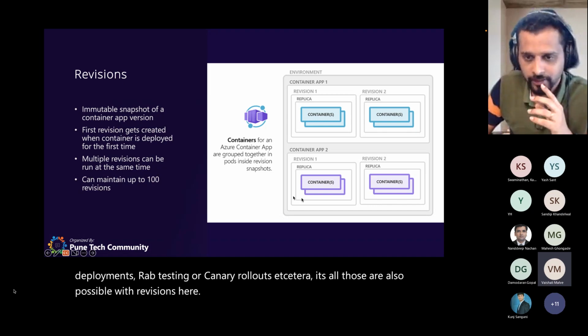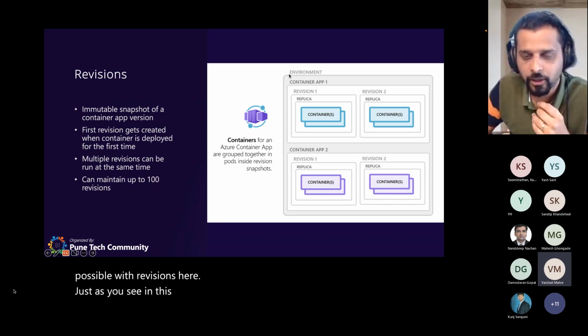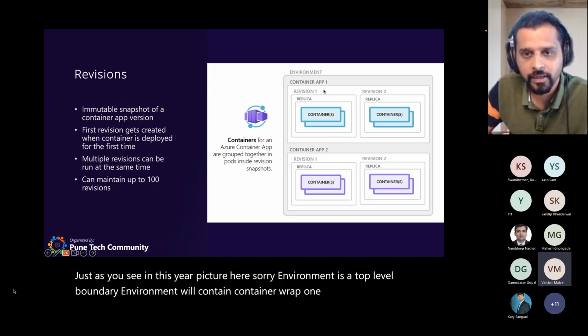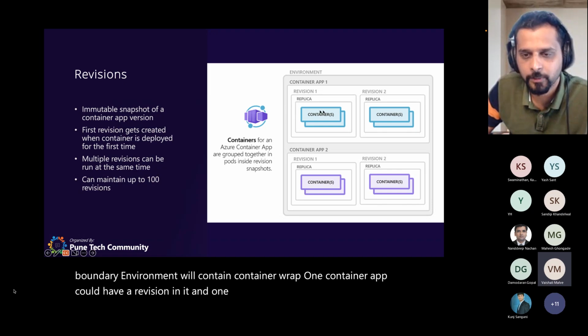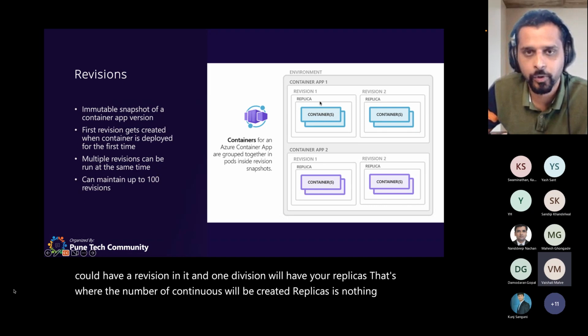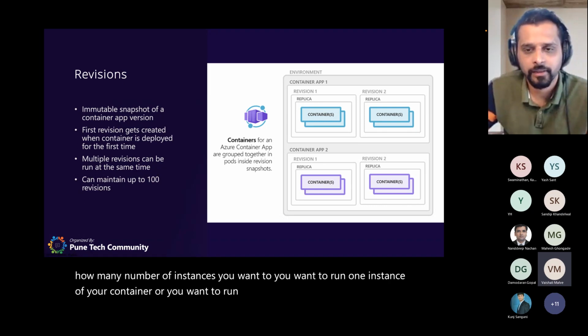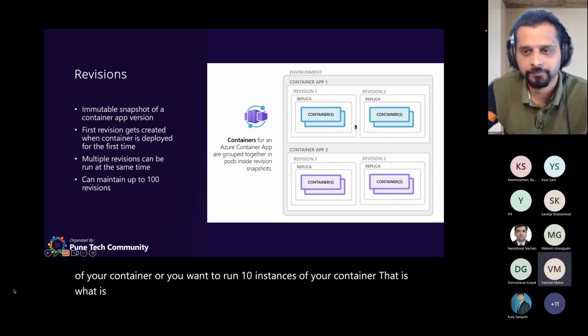So as you see in this picture here, the environment is a top-level boundary. Environment will contain container apps. One container app could have a revision in it, and one revision will have your replicas. That's where the number of containers will be created. Replicas is nothing but how many instances you want to run. You want to run one instance of your container, or you want to run 10 instances of your container. That is what is defined by your replica.